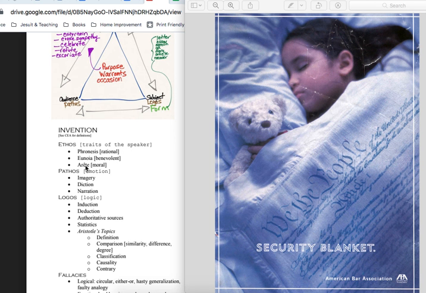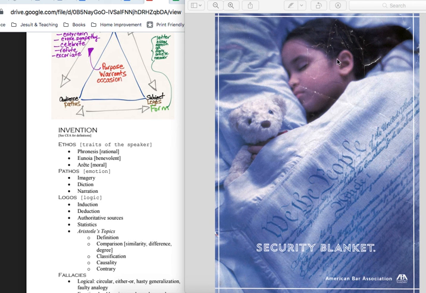In terms of its arete, its morality, clearly security is a moral word, and the whole image of the protection of an innocent child is a moral obligation. We protect those who are vulnerable in our society. So that certainly gives us a sense that there's a moral reason behind this ad. And of course, the teddy bear is very much an image of kindness and benevolence.